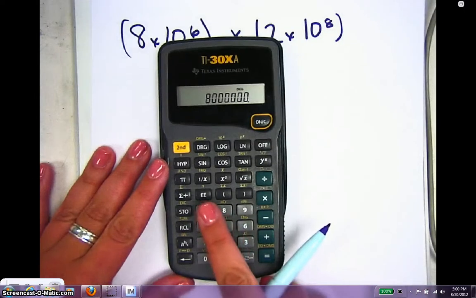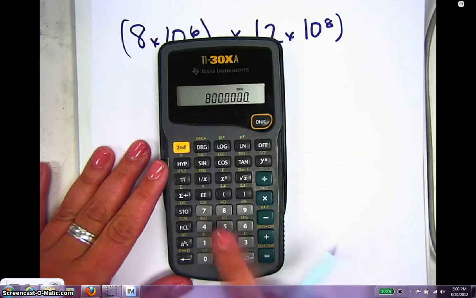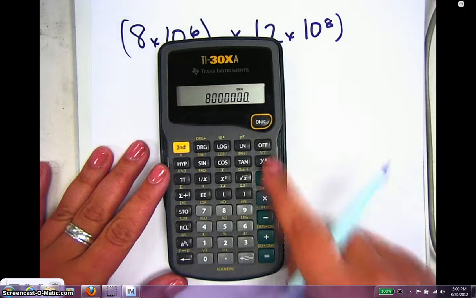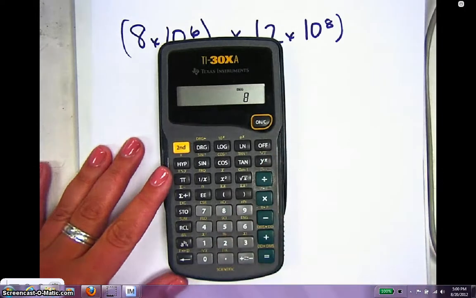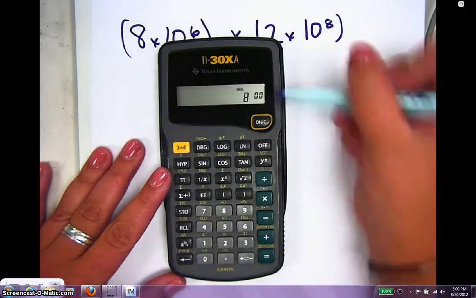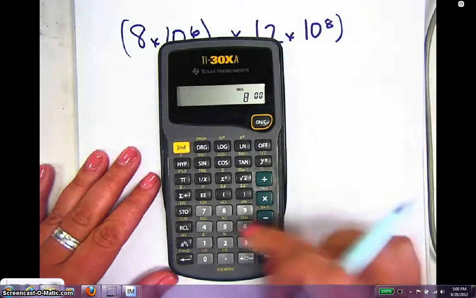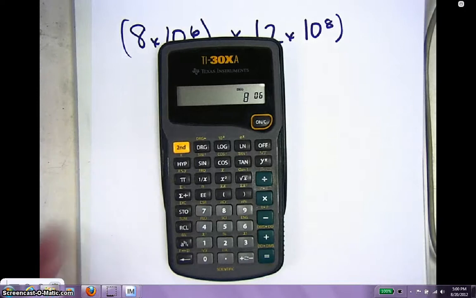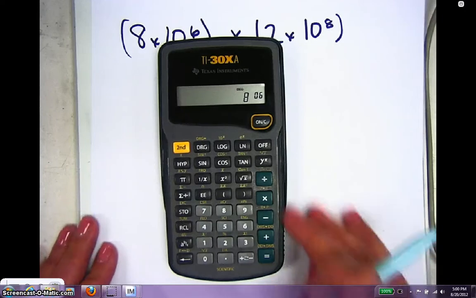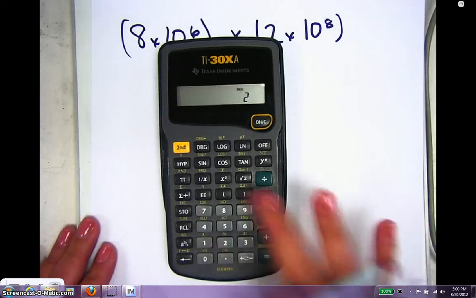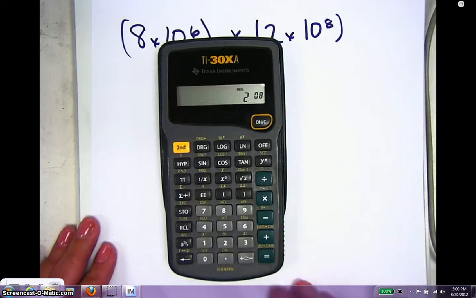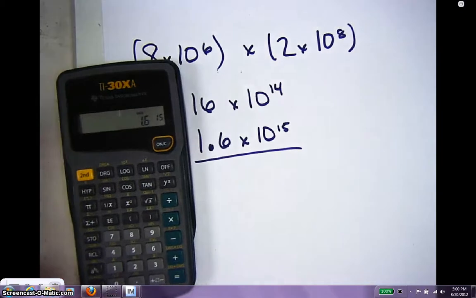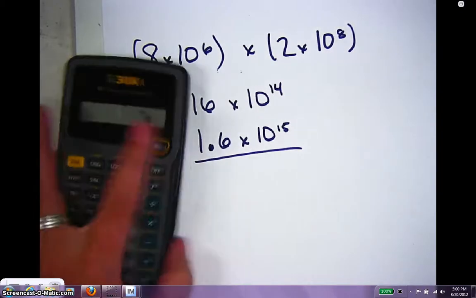Okay? So if I wanted to punch in 8 times 10 to the 6th, instead of having to do what I just did, 8 times 10, and then this button to the 6th, all I have to do is hit 8 and hit this EE button, and you see these two little zeros pop up, and I just hit 6. Okay? So that means 8 times 10 to the 6th, and it just treats it like it's one number. So now I can multiply that by 2 EE 8, hit equals, and I get my answer, 1.6 times 10 to the 15th. Okay? Let's just try one more example.